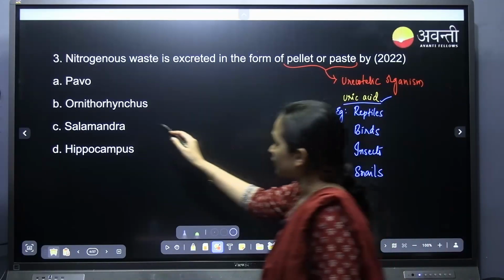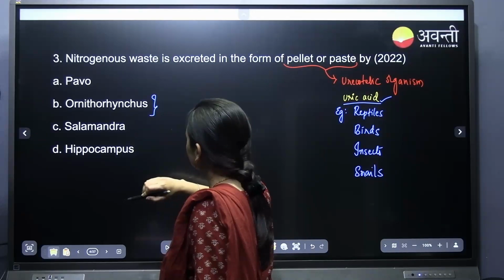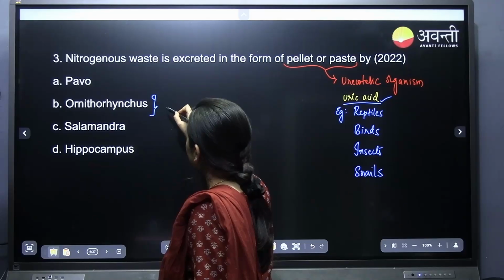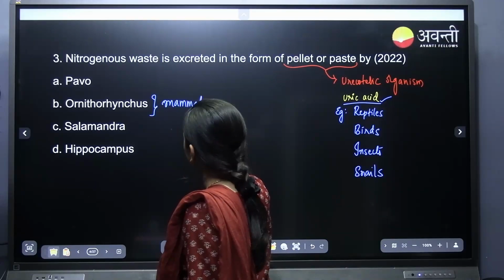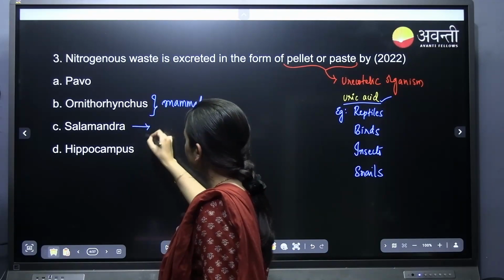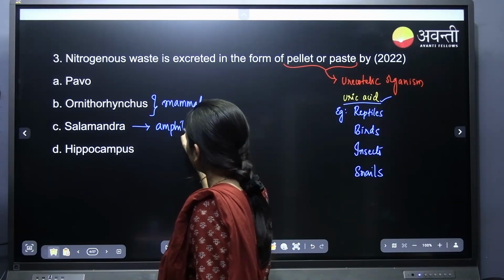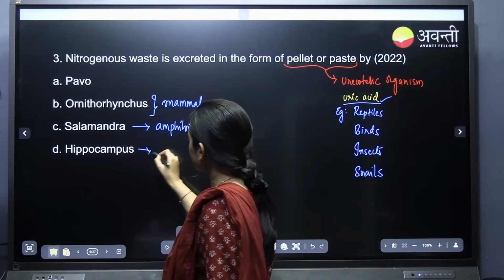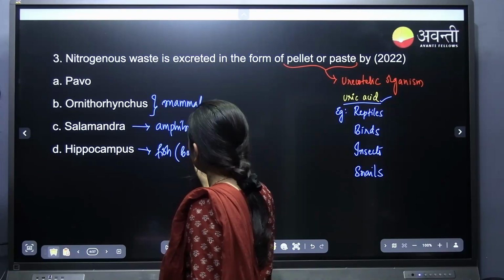Birds. See, this one is actually an egg-laying mammal, echidna, platypus. Yes, this is platypus. So this is a mammal. Salamander is an amphibian, and hippocampus is a fish, marine, but it is bony.